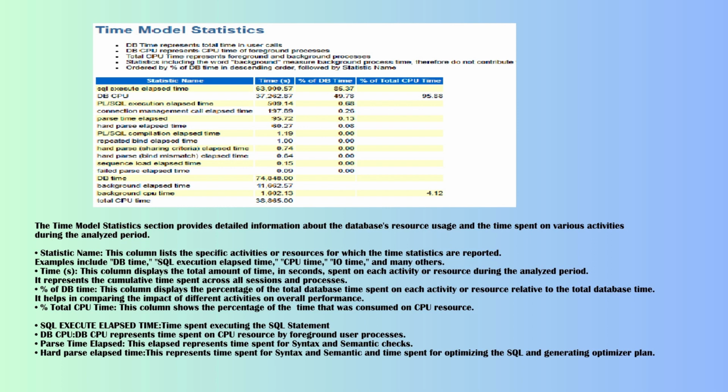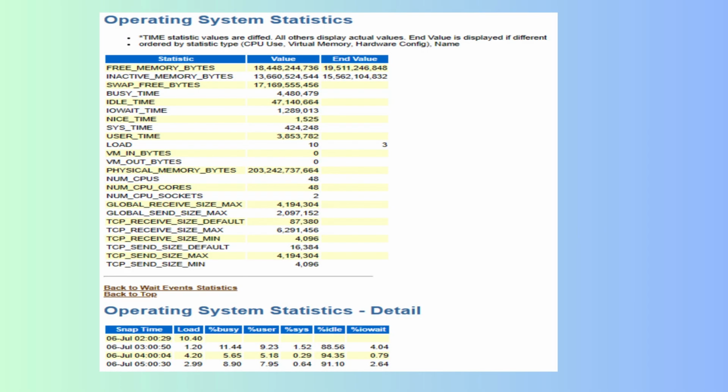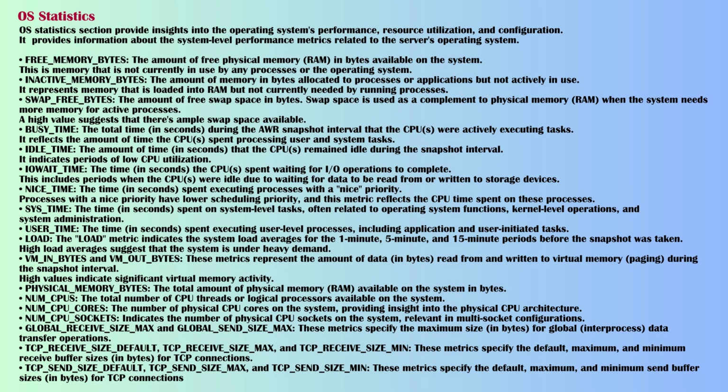SQL execute elapsed time, time spent executing the SQL statement. DB CPU represents time spent on CPU resource by foreground user processes. Parse time elapsed represents time spent for syntax and semantic checks. Hard parse elapsed time represents time spent for syntax and semantic checks, and time spent for optimizing the SQL and generating the optimizer plan.